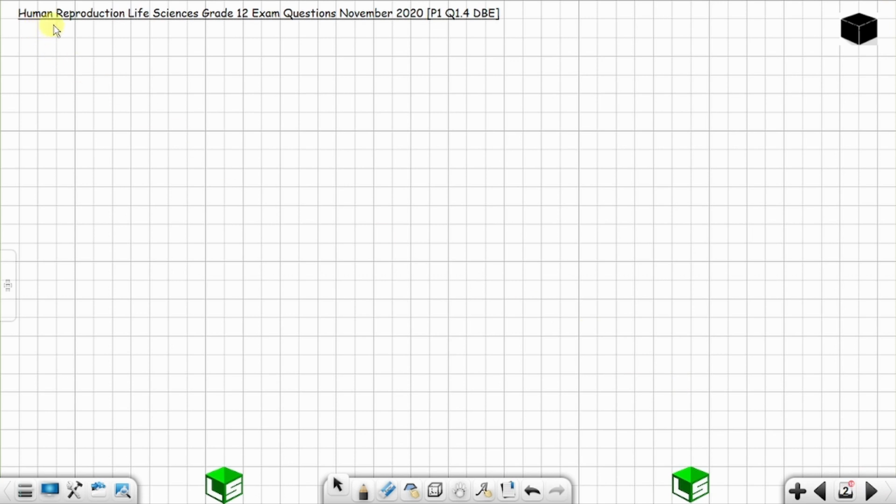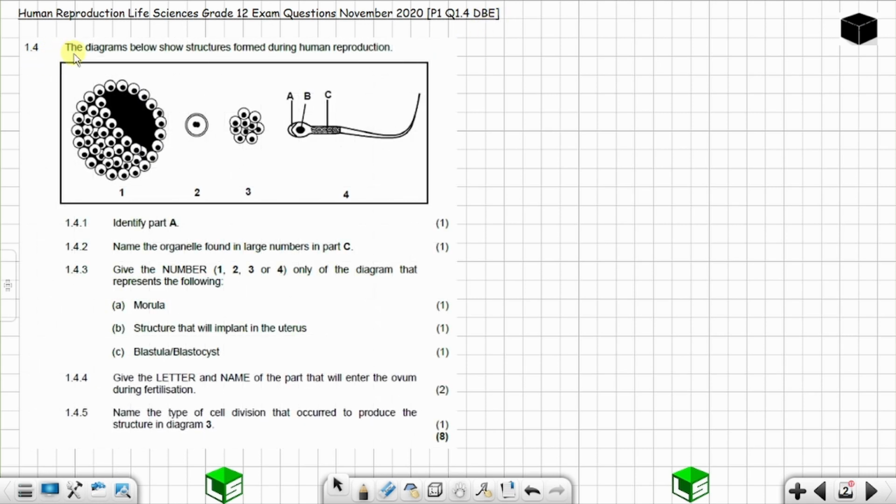Okay, Human Reproduction, Life Sciences Grade 12 exam questions, November 2020 Paper 1, Question 1.4 from DBE. The diagrams below show structures formed during human reproduction. You have 4 diagrams: 1, 2, 3 and 4. Question 1.4.1: Identify part A, 1 mark.